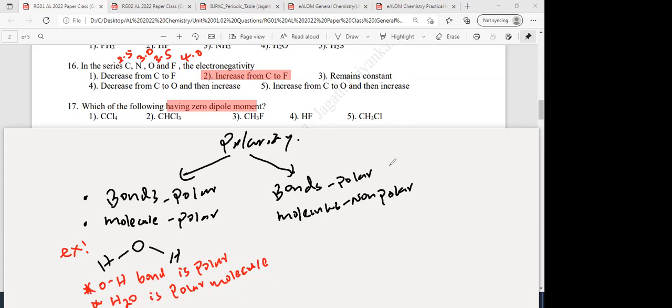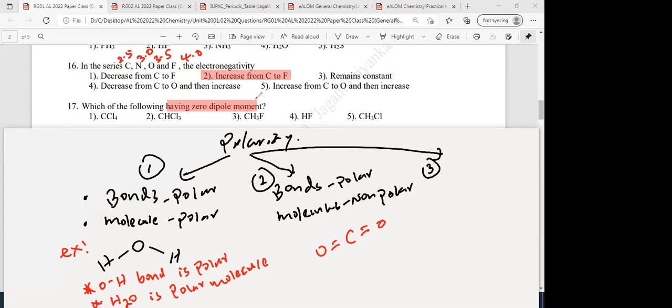And let's see the other category, bonds polar but molecule is non-polar. I'll give one example, carbon tetrachloride, or else CO2. The C=O bond is polar but the CO2 molecule is non-polar. And the third category, I'll put 1, 2, 3 here. Please copy down this, because I don't think you will learn this under theory; you learn this separately, but it's integrated in the exam. Everything combined.